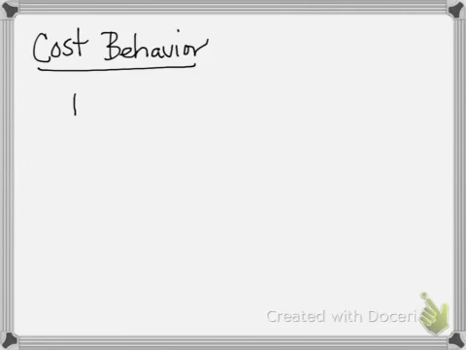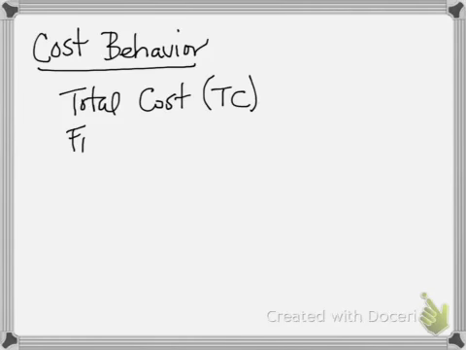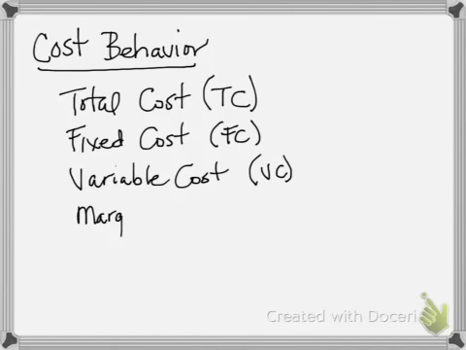Alright, in this video we're going to look at cost behavior. There are different categories and ways to analyze costs for a firm. We're going to look at total cost, TC, fixed cost, FC, variable cost, VC, and marginal cost, MC. Each one of these terms will be studied individually, and then we will look at the averages for each.